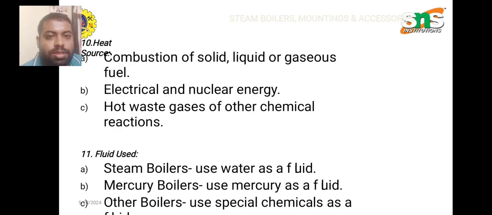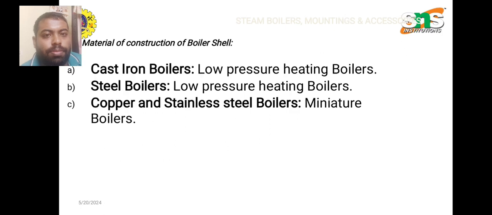Based on heat sources, it is combustion of solid, liquid or gaseous fuel. It uses electrical and nuclear energy and hot waste gases of other chemical reactions. Various fluids used: in steam boilers, water is used as fluid. In mercury boilers, mercury is used as fluid, and in other boilers special chemicals are used as a fluid.